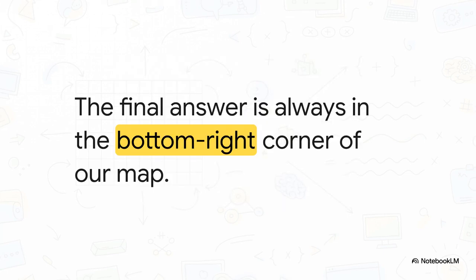And now for the grand finale. After all that work filling in the table, where's our final answer? It's always waiting for us, right there, in the bottom right corner of our map. That number is the solution to our original big question. The minimum edit distance between Saturday and Sunday is 3.